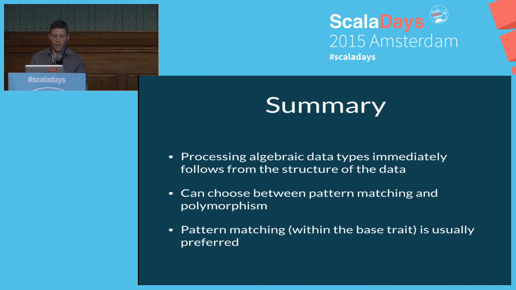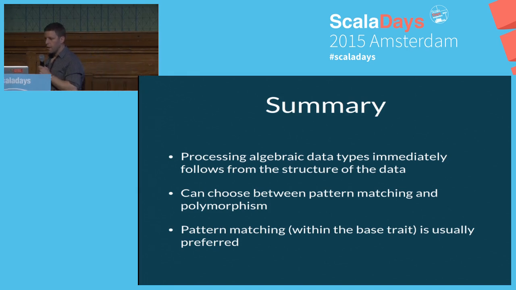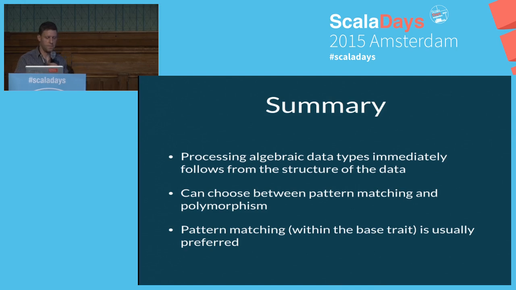Right. So, summary here of structural recursion. Processing an algebraic data type, you always use structural recursion in some variant. And that structural recursion pattern follows directly from the data type, from the algebraic data type, from the data model, if you like. You can choose between pattern matching and polymorphism. I generally prefer pattern matching like so, the reason being that it puts all the code in one place. It's easy to read and see what's going on. But you can choose whatever you like.